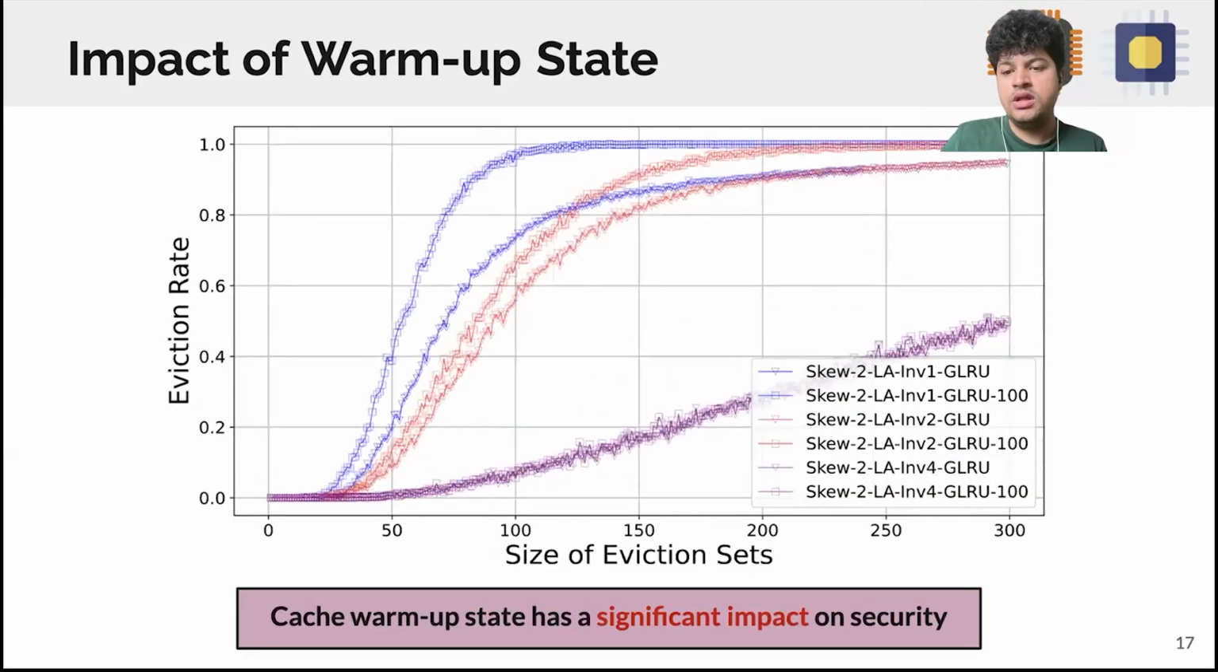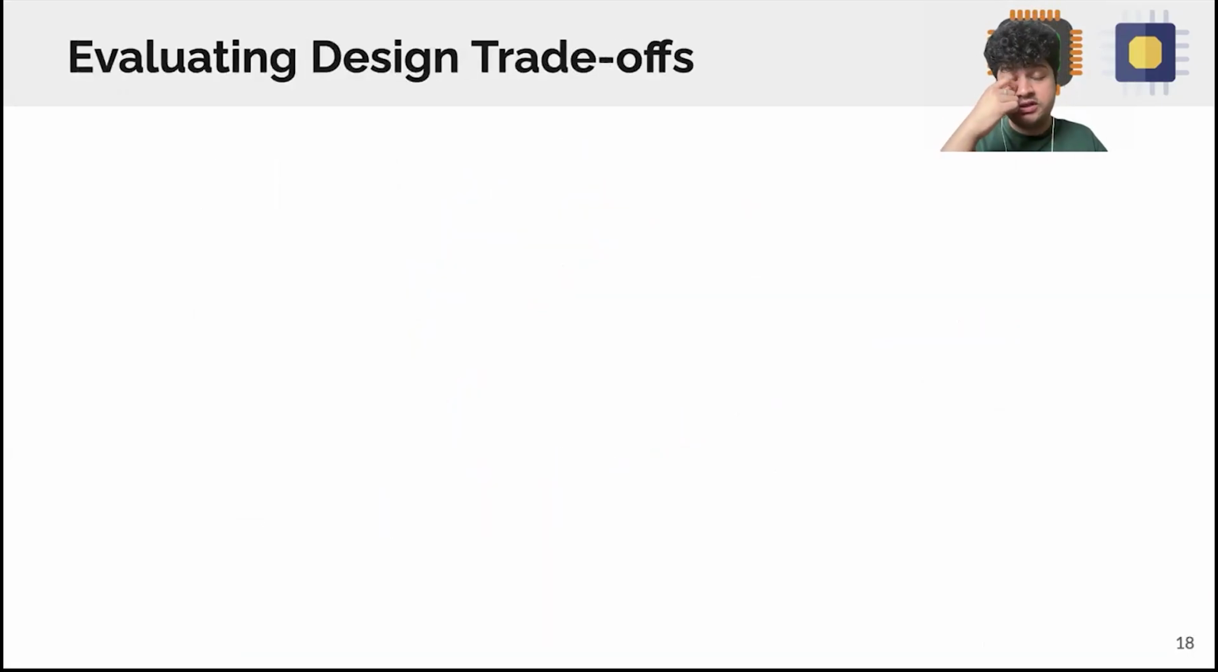Similarly, we do this with the addition of load-aware skew selection with invalid tags and global eviction as well. So we see a similar trend where going to a very high warm-up state will actually reduce your security benefit, and it'll actually bring you closer to the case where you don't have a load-aware skew selection. So we can see that cache warm state actually has a significant impact on the security of the design.